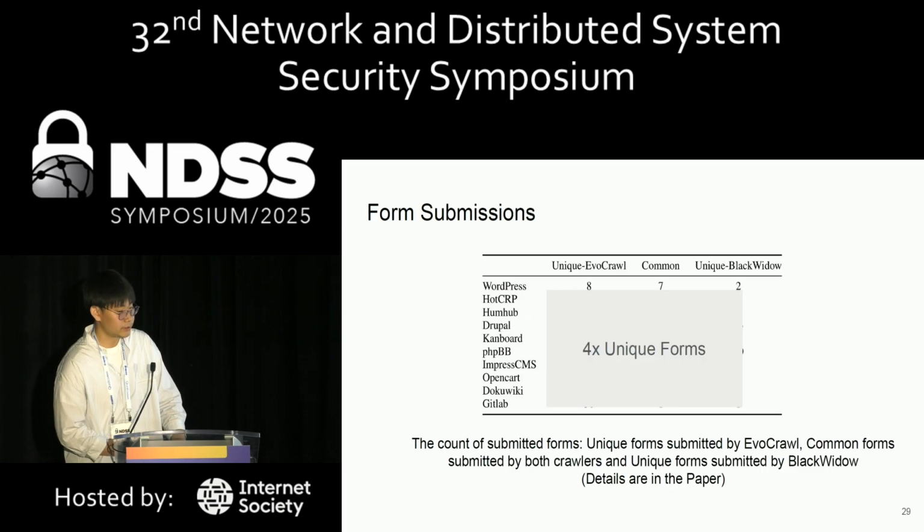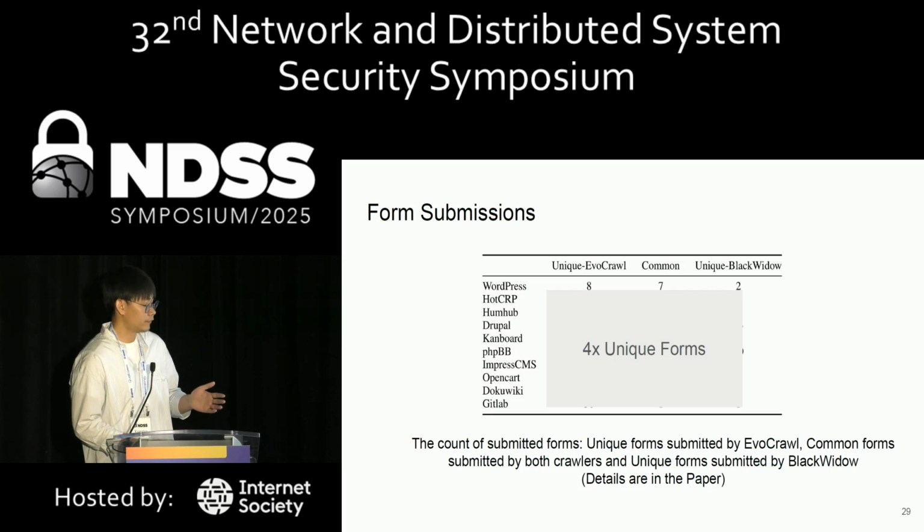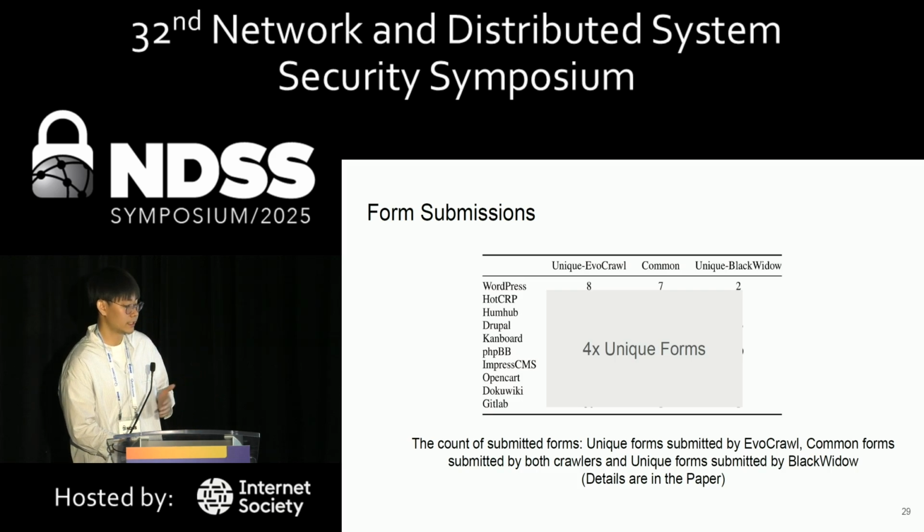We also measure the number of form submissions. We count the total number of forms submitted by EvoCrawl, and also the common forms submitted by both crawlers and the unique forms submitted by Black Widow. On average, we submit 4 times more unique forms compared with the baseline.